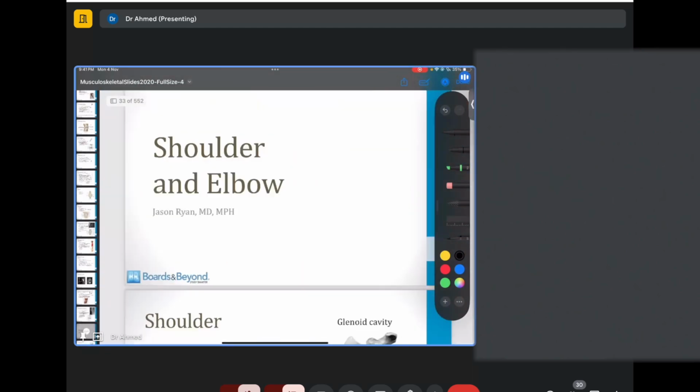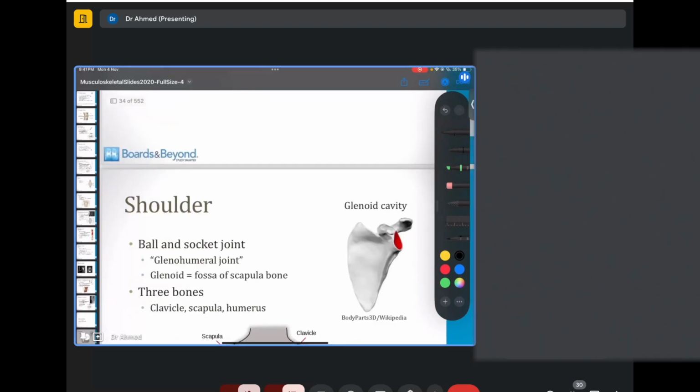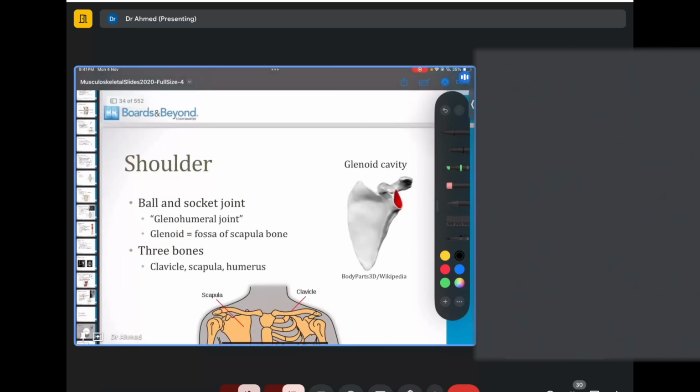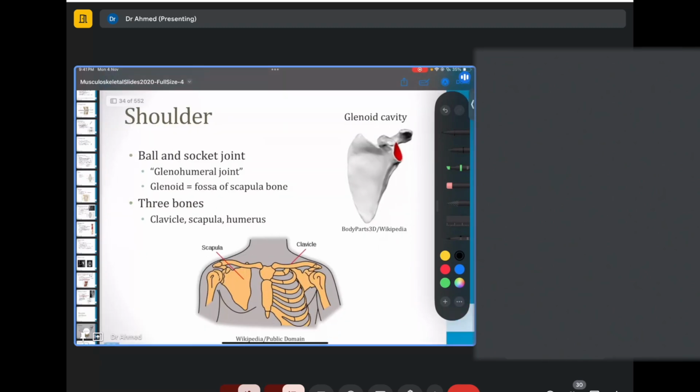Okay. So now let's discuss shoulder and elbow. Okay, let me tell you some high yield points related to shoulder and elbow. So you know that your shoulder is basically a ball and socket joint. It can freely move here and there, and it's basically stabilized by a group of muscles that are known as your rotator cuff muscles.